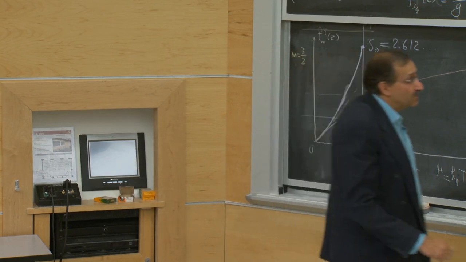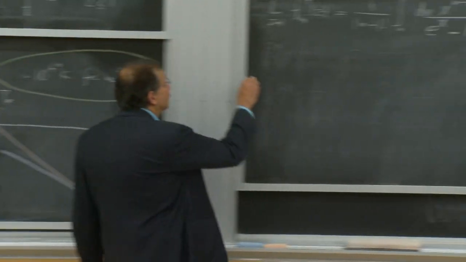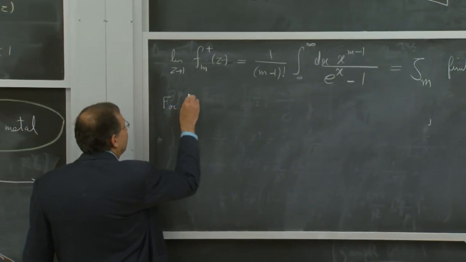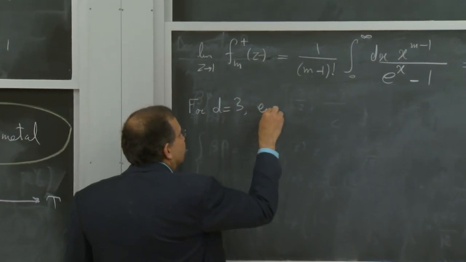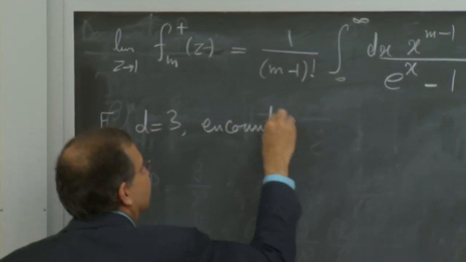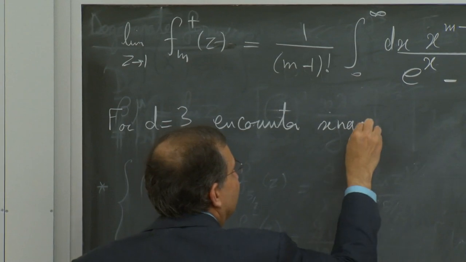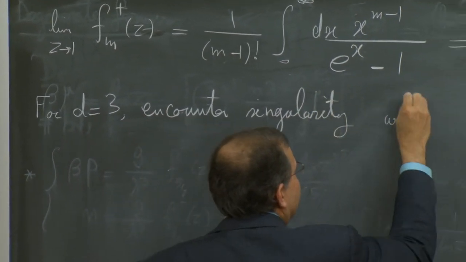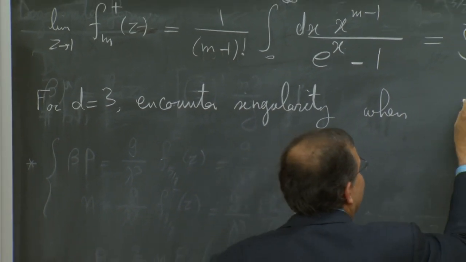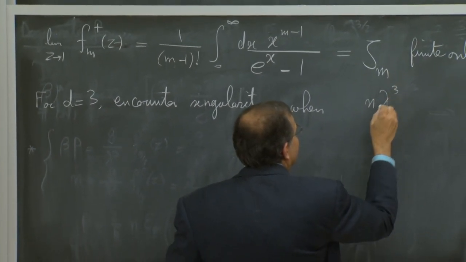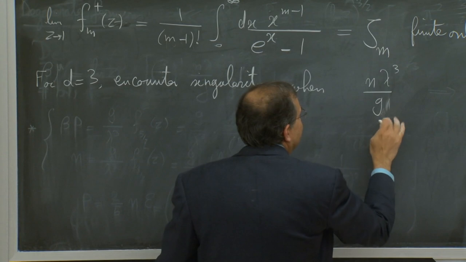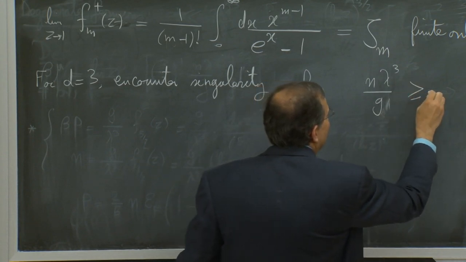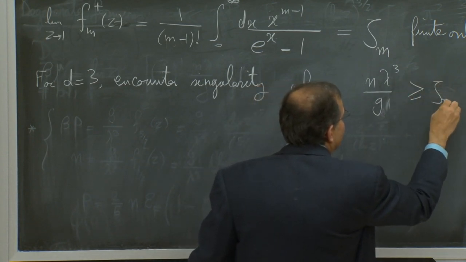So for d equals 3, we encounter a singularity when n lambda cubed over g is greater than or equal to zeta of 3/2.